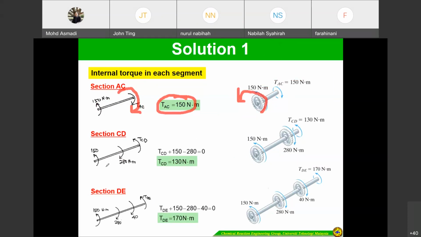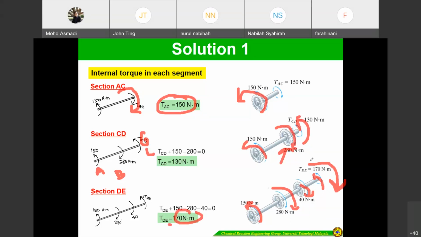Similarly, also this one from CD, this one A, B, C, right? So this is TCD. So just this one and this one, this direction, opposite TCD, right? Similarly also D, this one and this one. So if you get this one negative, meaning that your internal torsion is going to be opposite. So you have to correct the value, the arrow, to the actual direction.